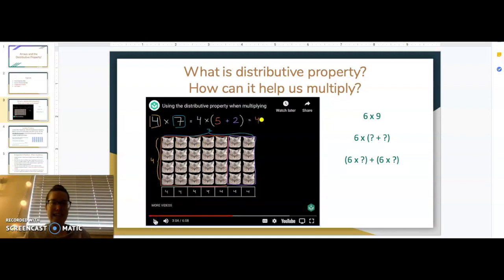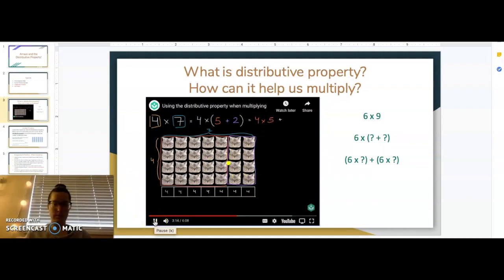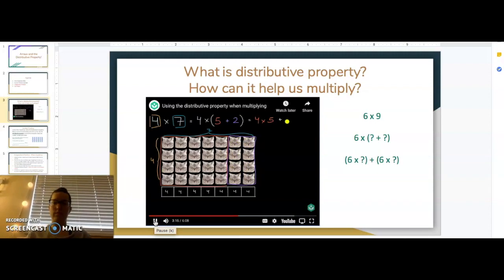He forgot to say in each, right? 4 times 5 in each, right? It's important to note. Each row has 5. 4 times 5. And then to that, we can add this second group of cat heads or angry cat heads, and that is 4 rows of 2. So that's 4 times 2. And we could put parentheses if we want, just to make it a little bit more readable.